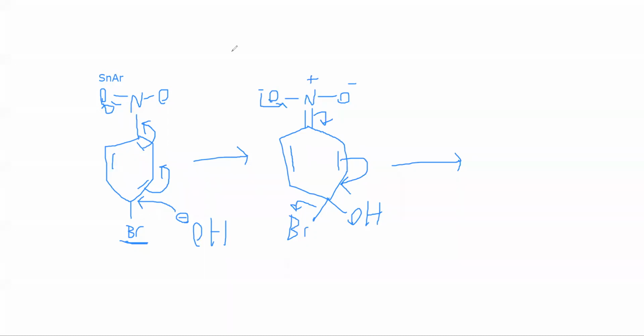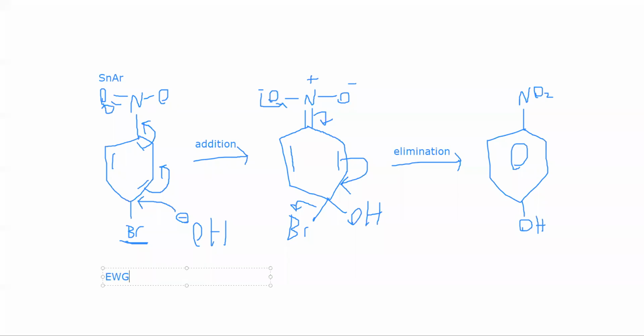So the first step was just addition of the nucleophile, and then the second step is the electrons coming back down to reform a double bond and kick out a leaving group, and that's elimination. And the end result is just replacing the leaving group with the nucleophile, in this case an alcohol. And you can do that with a lot of different nucleophiles. You just have to have an electron withdrawing group, ortho or para to a leaving group.